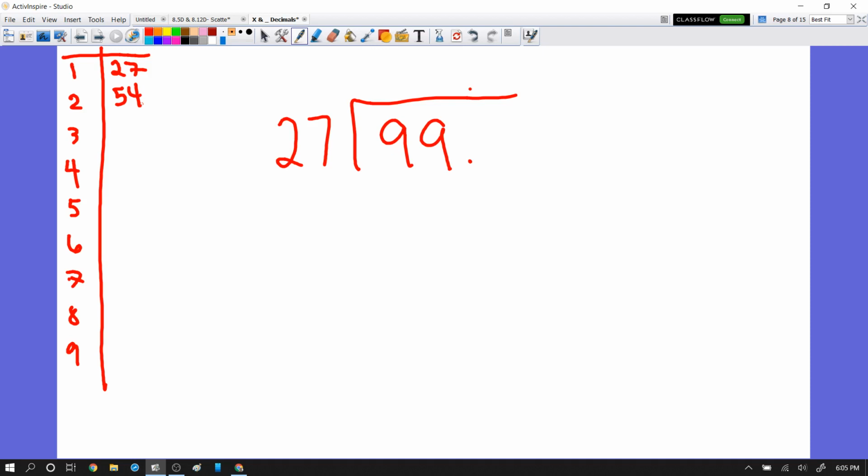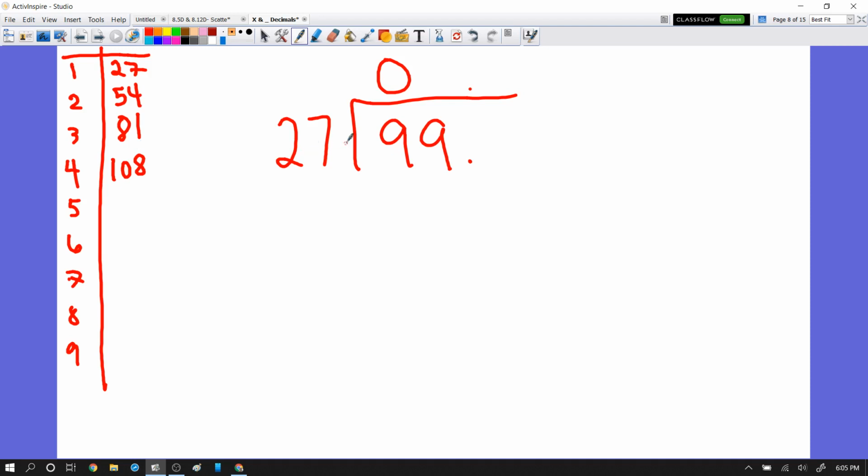For example, 27, does it fit into 9? Does 27 go into 9? No, it does not. Does 27 go into 99? Yes. So I already knew that the next one is 81, and then the other one is going to be 108. And if we kept going, the numbers would be bigger.